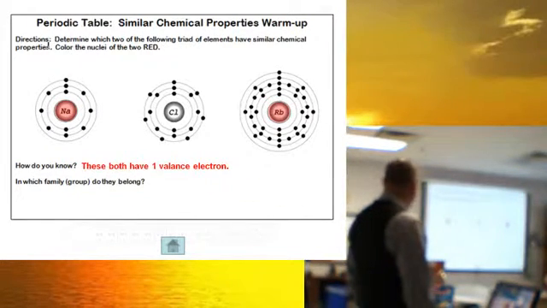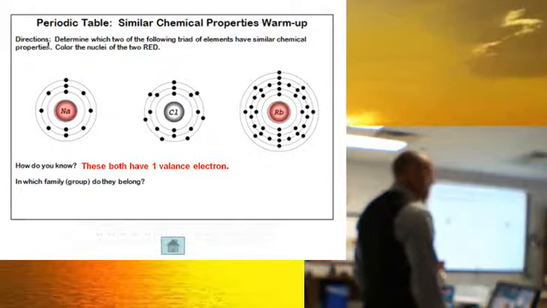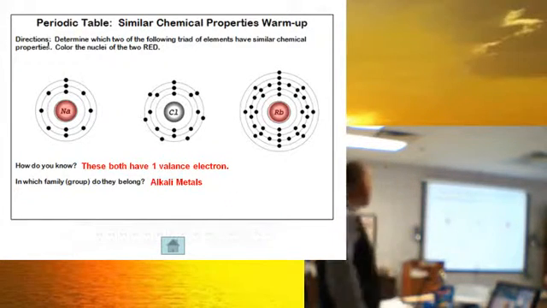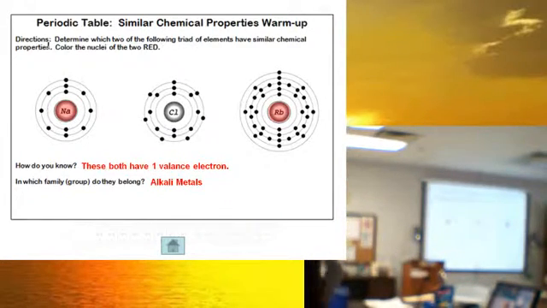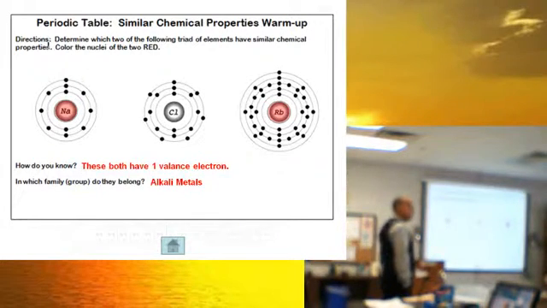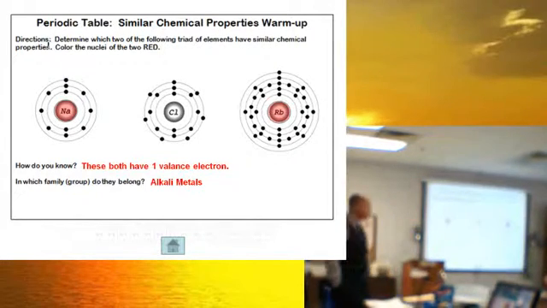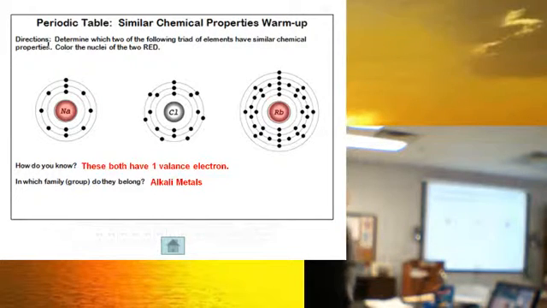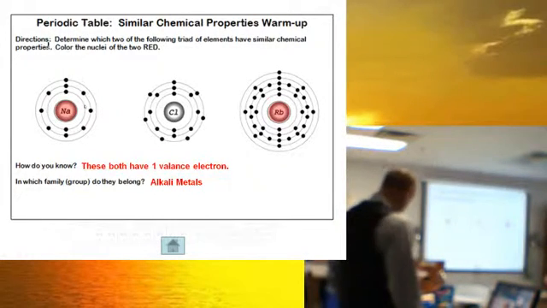Can somebody tell me which family that is? The alkali metals. Sodium and rubidium are both alkali metals. And they have similar reactivity because they are both going to lose 1 electron. Questions about that?